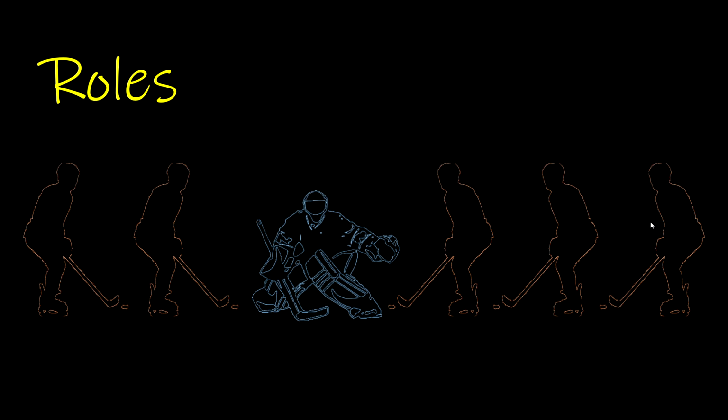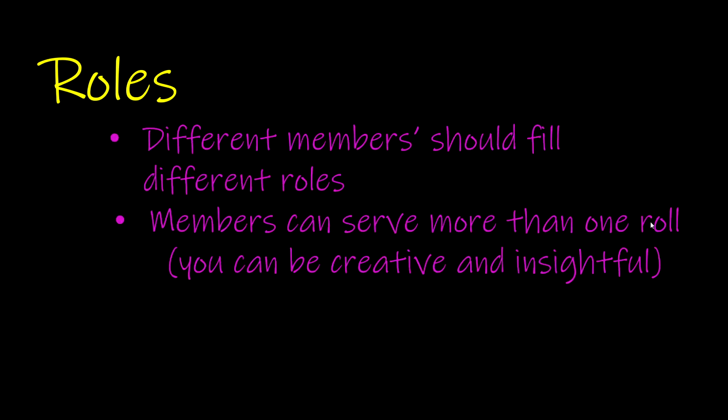All right, next we're going to talk about roles, and we're going to go back to our hockey example. In this example, we had gotten some defenders, a goalie, and then some offensive players. But imagine that instead of doing that, we just went out and got the 6 best goalies that we could get. Now, that would obviously not be our best approach to winning a championship because we need people who can perform different roles on the ice. Similarly, in business, we need the same thing. Different team members should fill different roles, and members can serve more than one role. So, for example, you can be creative and insightful. We don't necessarily need one person to be creative and one person to be insightful. People can fill a variety of roles there.